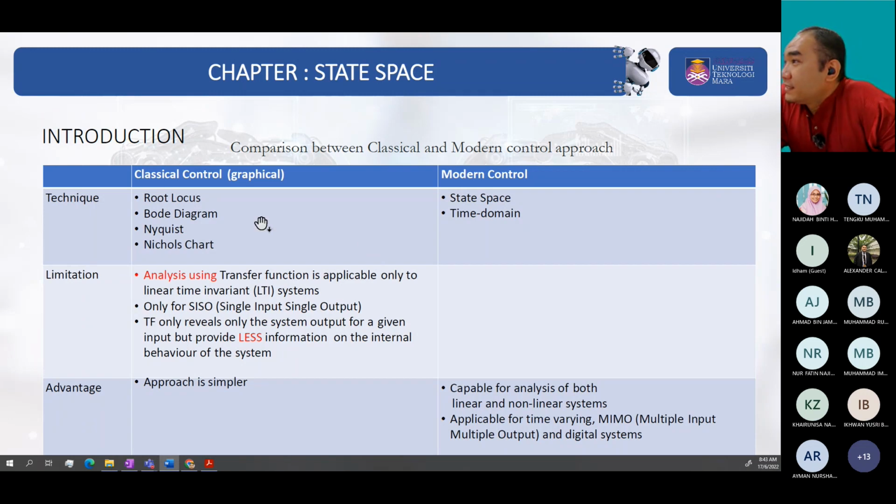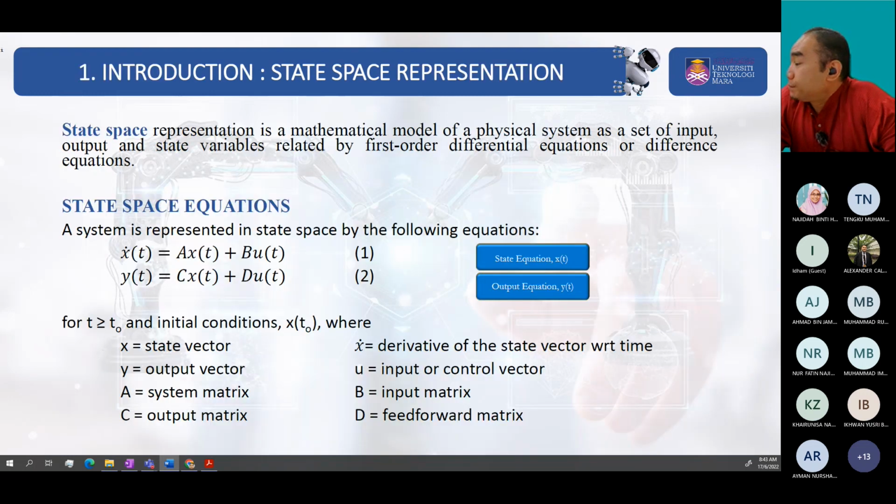Ya, setakat ni ini lebih kepada penerangan berkenaan dengan perbezaan antara classical control dan juga modern control. Right. So now let us try to understand about the state space. Okay, what the state space is all about.